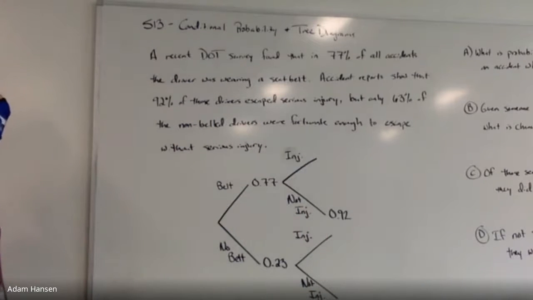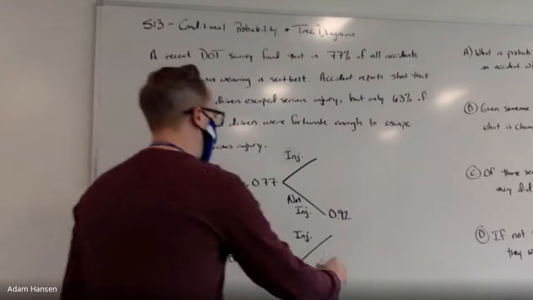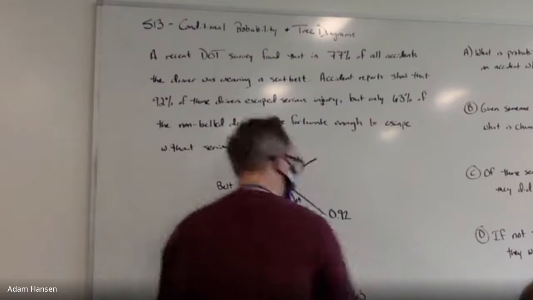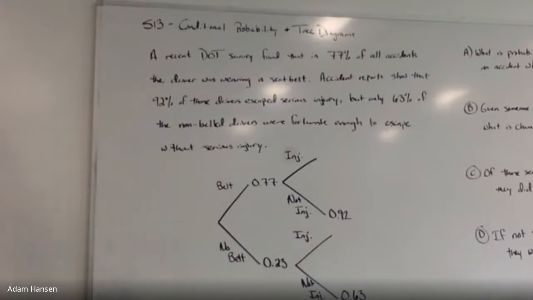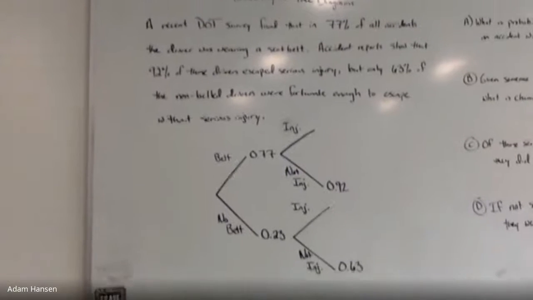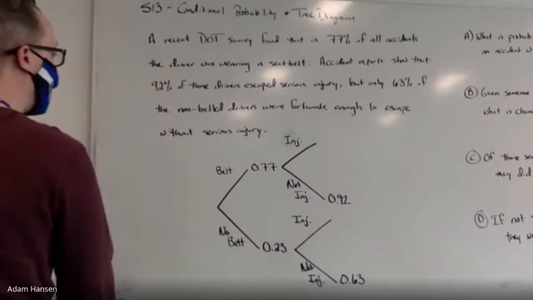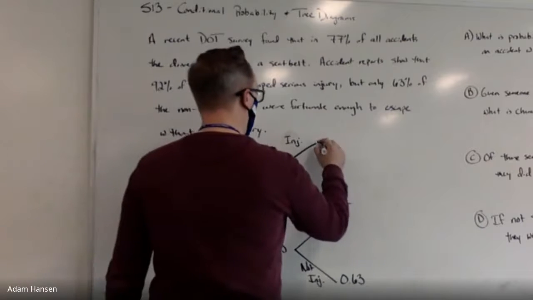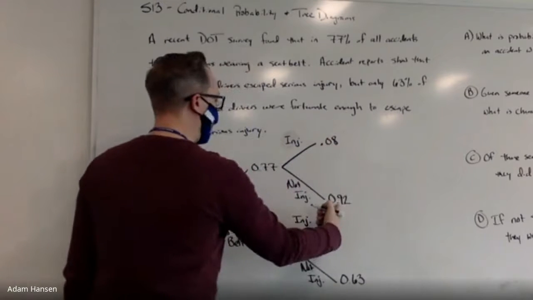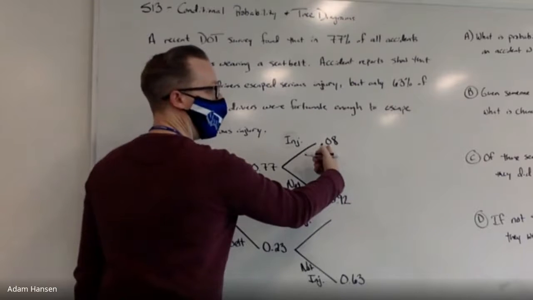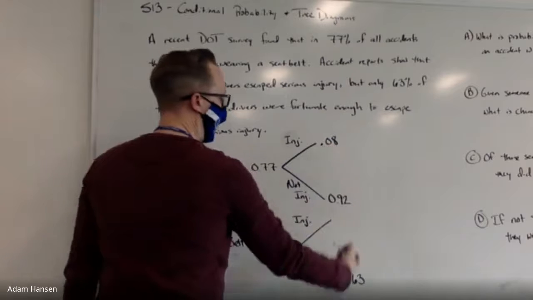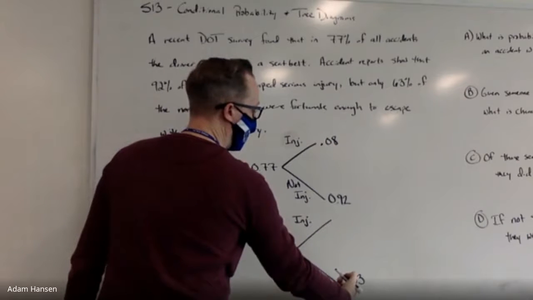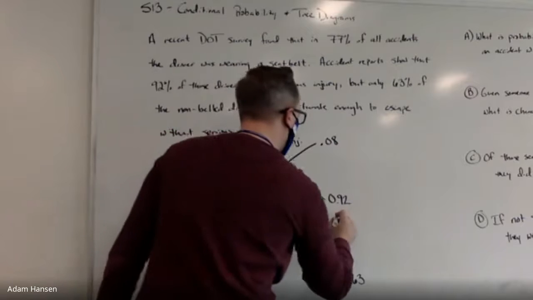Only 63% of the non-belted drivers were fortunate enough to walk away from the crash. Where's that 63% going to go? The very bottom. Want the other two places? Top should be 8% because it would just be the other part from the 92. If 92% of belted drivers were not injured, wouldn't the other 8% be belted drivers that were also injured? 63% for the fourth place. The one above it should be the other 37.